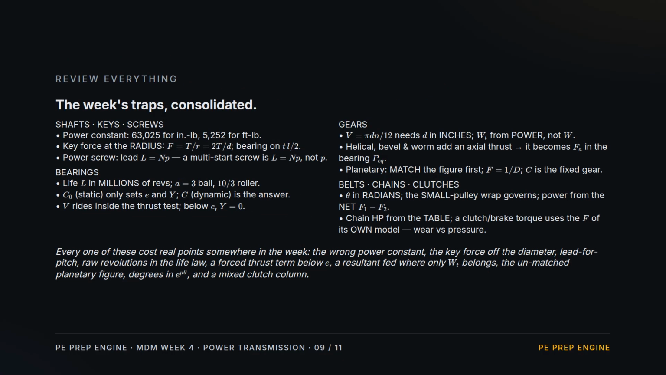The week's traps in one screen. Shafts, keys, and screws, the right power constant, the key force off the radius, and lead versus pitch on a multi-start screw. Bearings, life in millions, the ball versus roller exponent, and the static rating only sets the factors. Gears, velocity in inches, the tangential load from power, the axial thrust that lands on the bearings, and match the planetary figure before the formula. Belts and clutches, RADIANS, the small pulley wrap, power from the net pull, and each clutch model keeps its own force with its own torque.